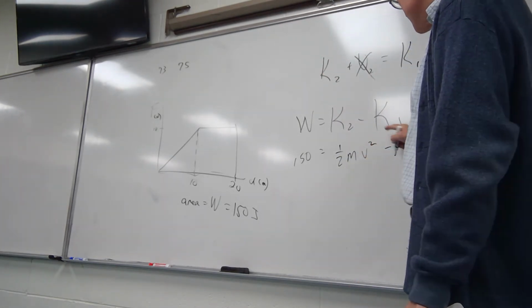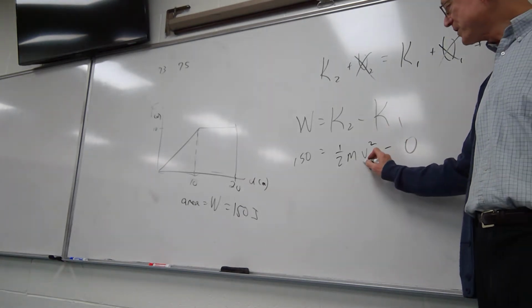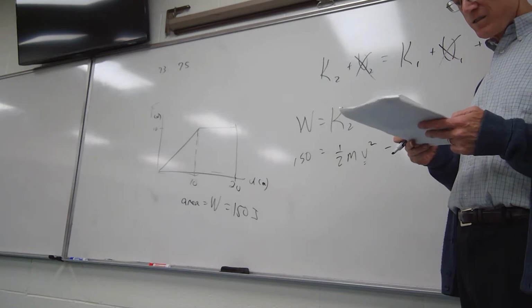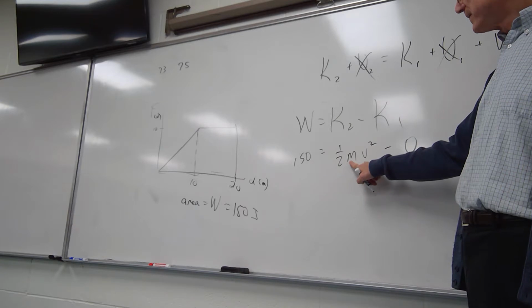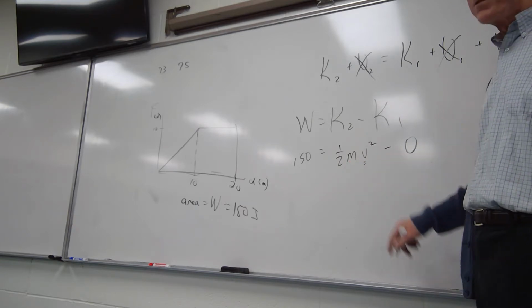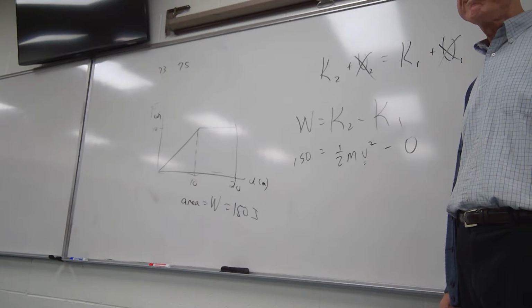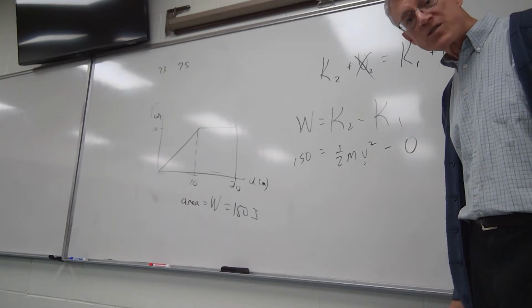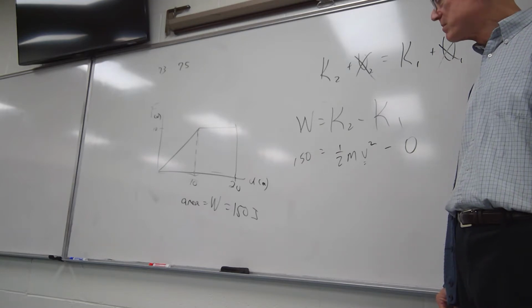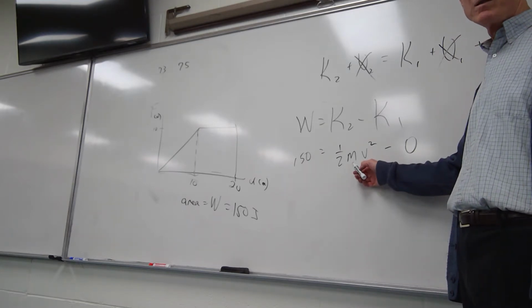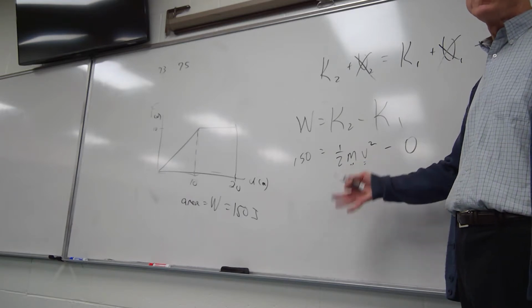So minus K1, but K1 was 0, not moving initially. So I think if you just solve that for v, you'll get it. Yeah, the mass was given as 6. So you can solve that for v. Does that make sense, everybody? Does that make sense, DECA students? It does? It's 6, the mass is 6, Robbie. It was given in the problem.